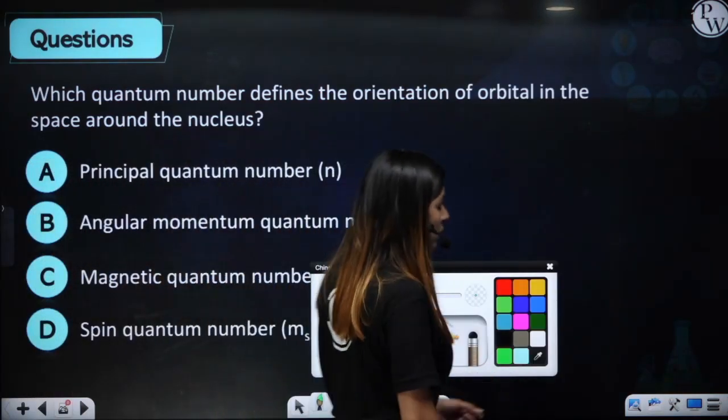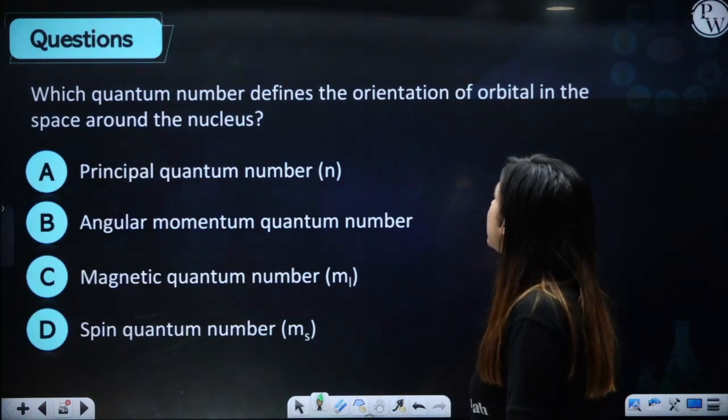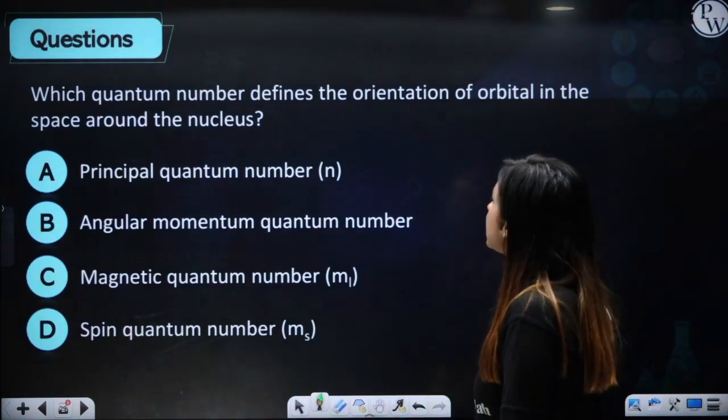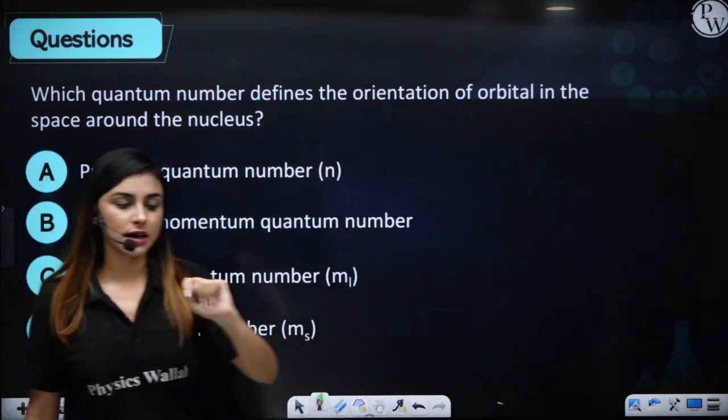Pause the video and try the question yourself. What does this question say? Which quantum number defines the orientation of orbital in the space around the nucleus? See, n orbital gives the size.